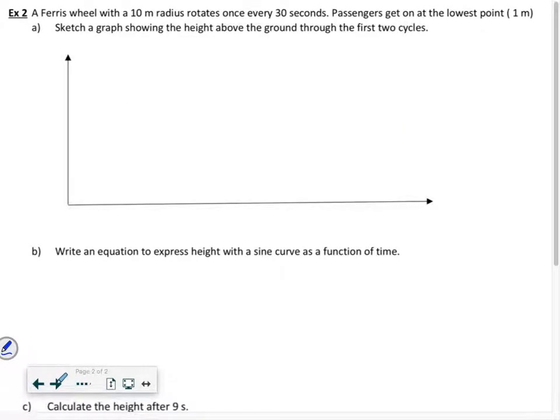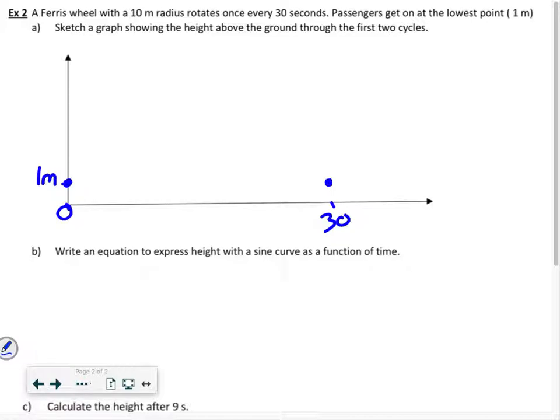Looking at the next one, a Ferris wheel with a 10-meter radius rotates once every 30 seconds. Passengers get on at the lowest point, which is 1 meter. All right, so first thing we do, we're going to start at 1 meter because that's where they get on. Time 0. When you get on, no time's passed. It says it rotates once every 30 seconds. Well, that means I'm going to have a point way down here where I get back down to 0 because it rotated all the way around.